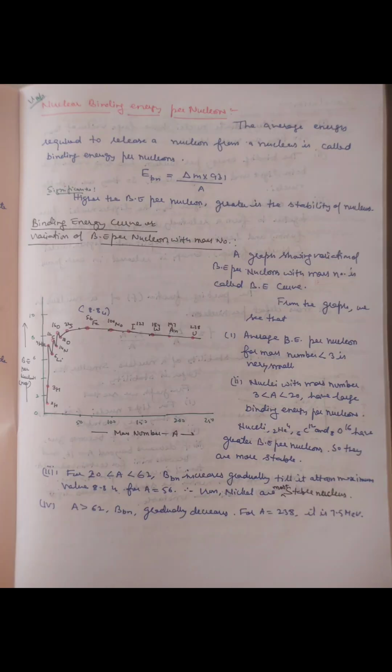The average energy required to release a nucleon from the nucleus is called binding energy per nucleon. A graph showing the variation of binding energy per nucleon with mass number is called binding energy curve. From the curve we see that average binding energy per nucleon for mass number less than 3 is very small. Nuclei with mass number 3 to 20 have large binding energy per nucleon. Then up to mass number 62 binding energy curve increases gradually.